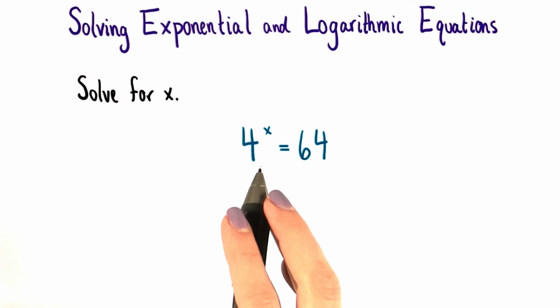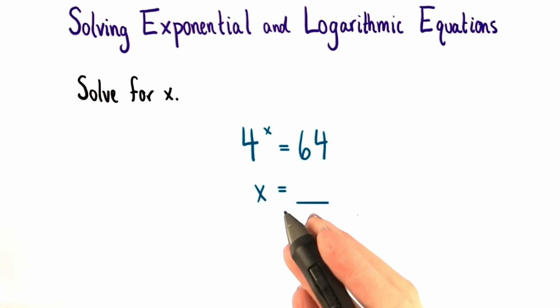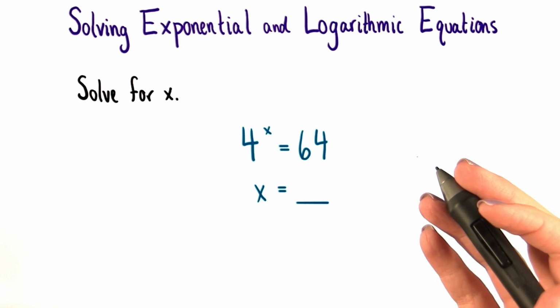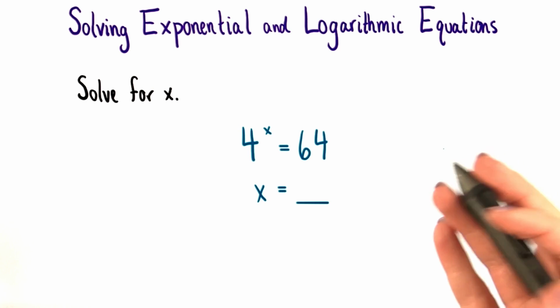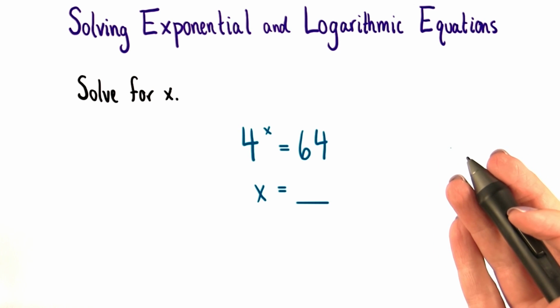We have 4 to the x equals 64. What does x equal then? Now, some of you might be able to do this in your head, or if that seems tricky, you can try guessing and checking using a calculator.